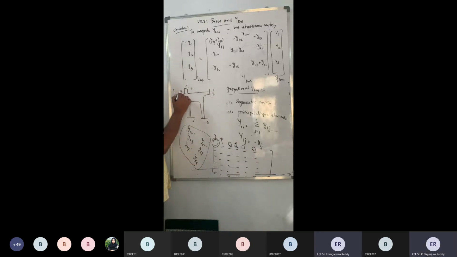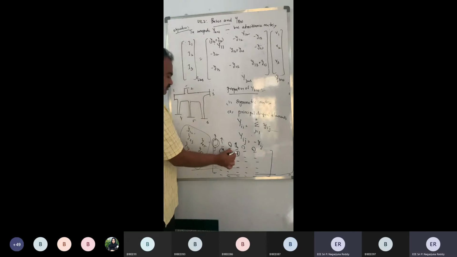Similarly for the second row. Okay. y21, there is an element, so I'll write the negation of this one. y22, summation of all these elements. y23, okay, I'll write an element. y24, 0. y25, 0. y26, 0.